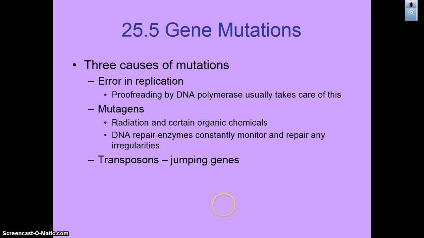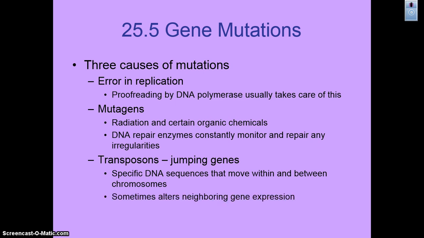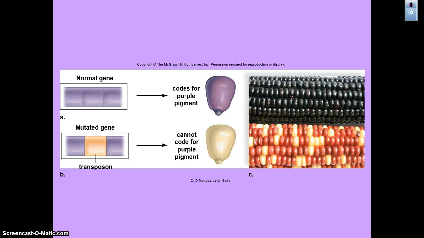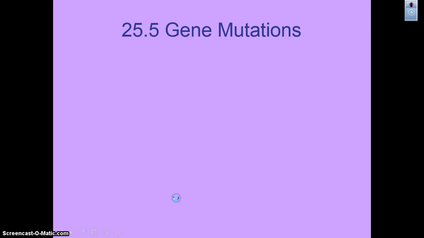We also have transposons, which are jumping genes. These are specific DNA sequences that move within and between chromosomes and can cause a problem. Sometimes they alter neighboring gene expression as well. Likely all organisms, including humans, have transposons. Here's an example of a transposon. So we have a normal gene that codes for purple pigment. We have a mutated gene, and this is a transposon, a section of DNA that wasn't normally there, and it codes for no pigment instead of purple pigment, so you see it show up like this in corn.